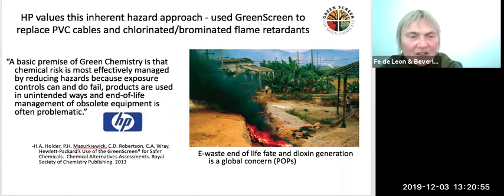And here's the clincher, as they point out: because exposure controls can and do fail, products are used in unintended ways, and end-of-life management of obsolete equipment is often problematic. HP, of course, with their electronic products, understands the problems of e-waste ending up in uncontrolled burning, the generation of dioxin, etc. And through their elimination of halogenated chemicals, they know at least they're helping to prevent some of the worst unintended end-of-life consequences of some of their products. So this is a line that we're seeing amongst many, many companies about simply reducing hazard in their chemical portfolio.